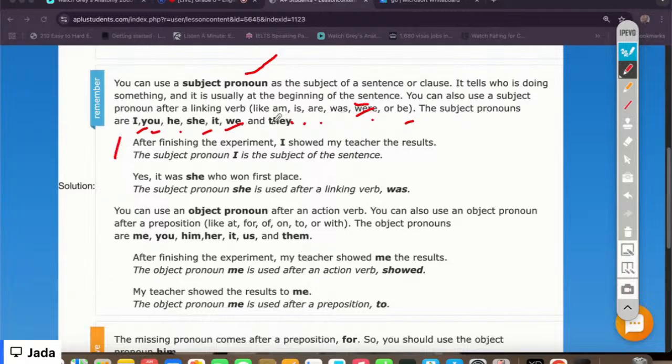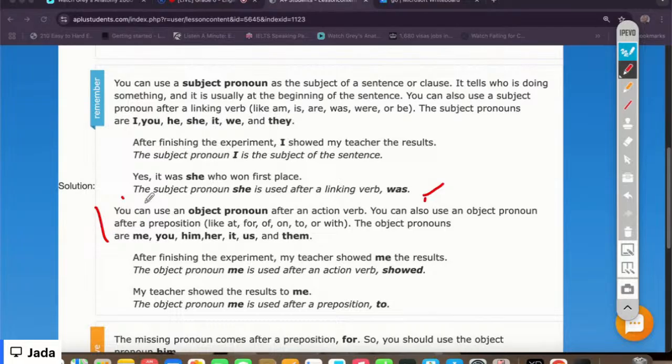After finishing the experiment, I showed my teacher the results. The subject pronoun I is the subject of the sentence. Yes, it was she who won first place. Now the subject pronoun she is used after the linking verb was. So it can be used after a linking verb, or it can be used as the subject of the sentence.